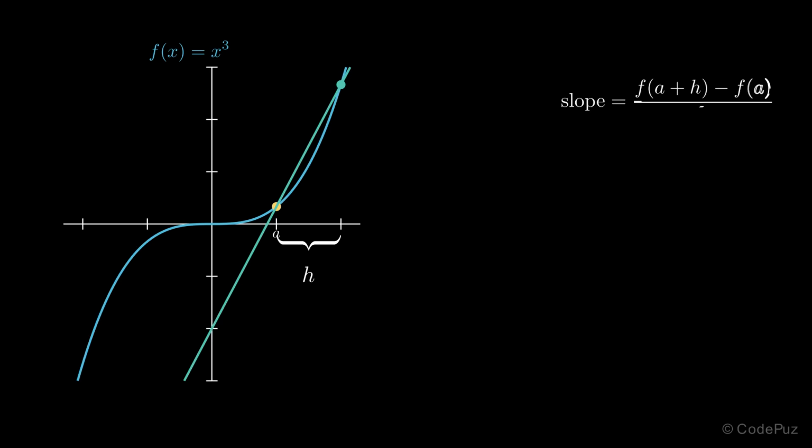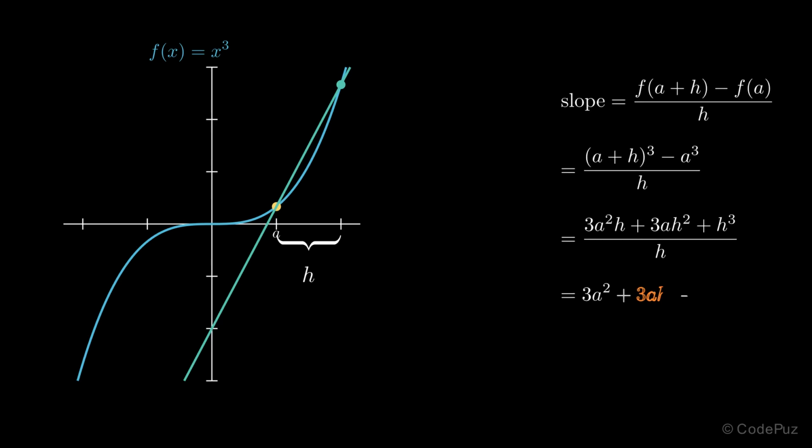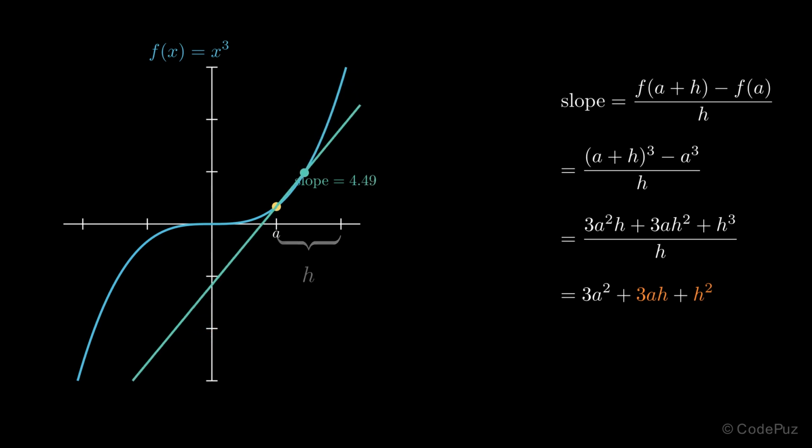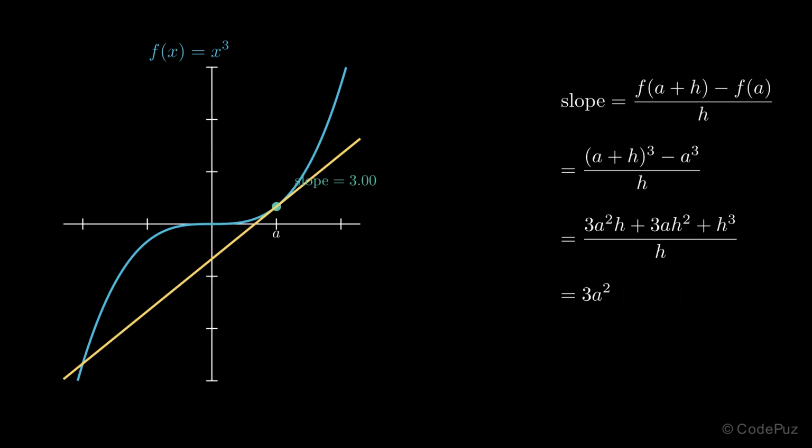The slope of that line is the rise over the run. Written out, it's the quotient shown here. Expanding the cube and canceling the h in the denominator leaves 3a squared plus 3ah plus h squared. Now let h go to 0. The second point slides into the first, the line stops being a guess and kisses the curve, and those two h terms simply vanish. What's left is 3a squared, the exact slope, at any point a.